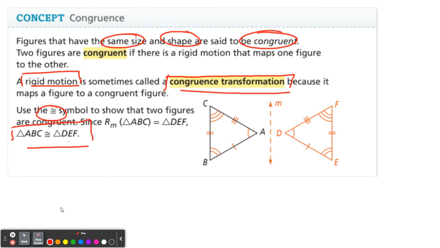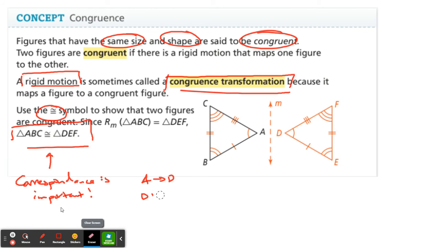A couple of things to note here. Correspondence is important. Importante for my Spanish-speaking friends. Important. So notice here, A and D correspond. A maps to D. B and E correspond. B maps to E.